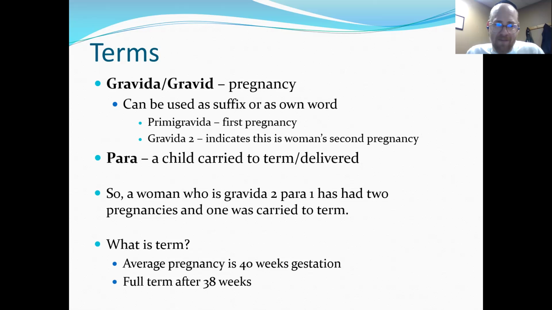All right. So the average pregnancy is 40 weeks gestation. Full term is considered 38 weeks. I just had a nephew born at, I think, 36 weeks. Luckily, he did fine. But then the poor guy got COVID in like his 2nd month of life. But he's doing great. He got better. So that's kind of a rough way to start to come into the world, but he's fine, thank God.